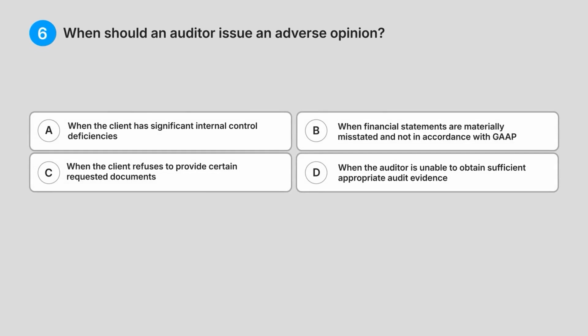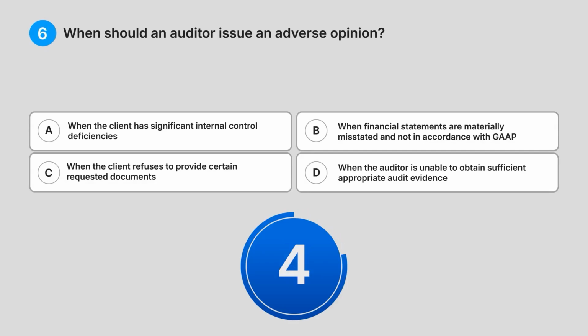6. When should an auditor issue an adverse opinion? A. When the client has significant internal control deficiencies. B. When financial statements are materially misstated and not in accordance with GAAP. C. When the client refuses to provide certain requested documents. D. When the auditor is unable to obtain sufficient appropriate audit evidence.